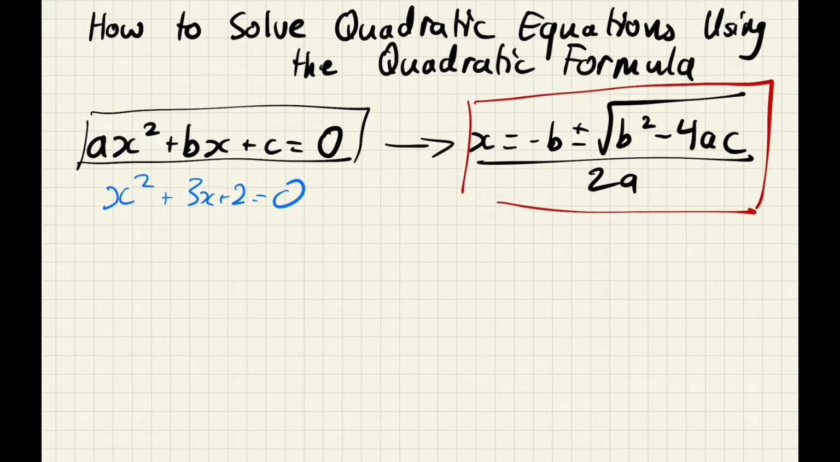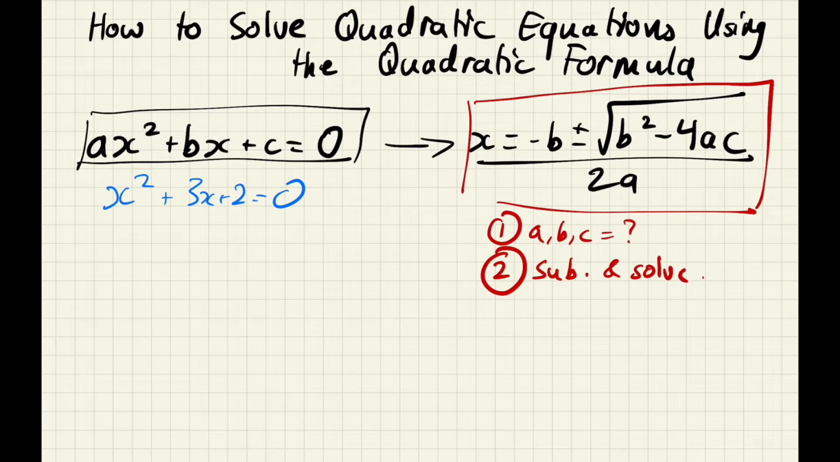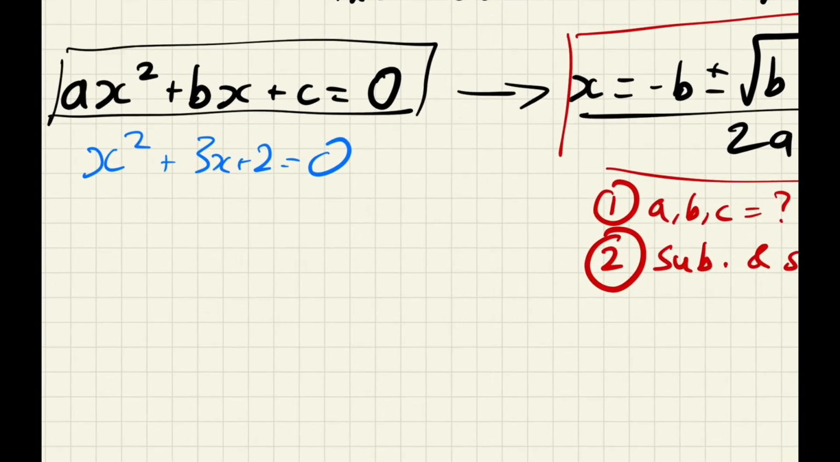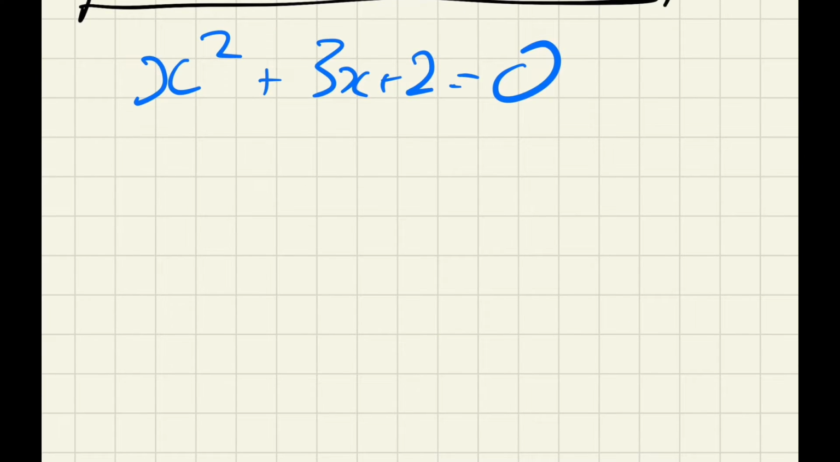So in terms of using the quadratic formula, there's two steps. First of all, we need to find out what a, b and c are equal to, looking at our template equation and the equation we're using to solve. And the second thing we need to do is then pretty much just substitute these values into our formula and solve the equation from there. So let's zoom in a little bit and let's have a go at using the quadratic formula on this equation.